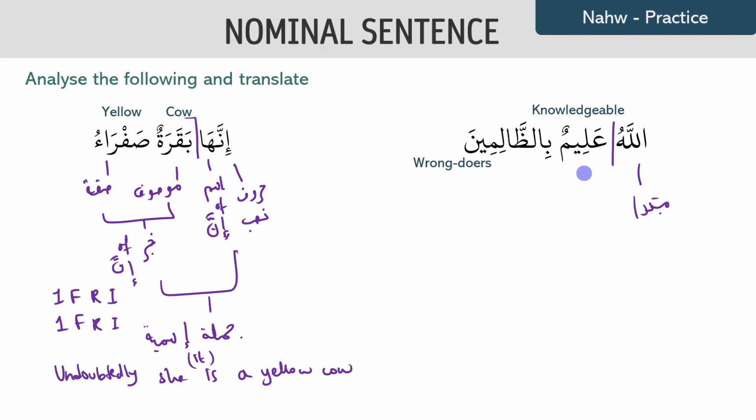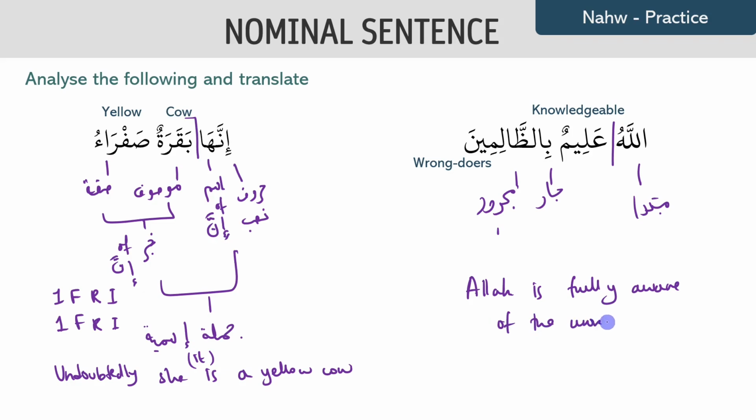Now alimun has no link with bizalimin. This is a jar and this is the majroor. But alimun doesn't link in any shape or form. So the sentence when it translates is Allah is knowledgeable. Allah is knowledgeable, or you can say is fully aware. Bizalimin, of the wrongdoers. Or you can say fully aware about the wrongdoers.